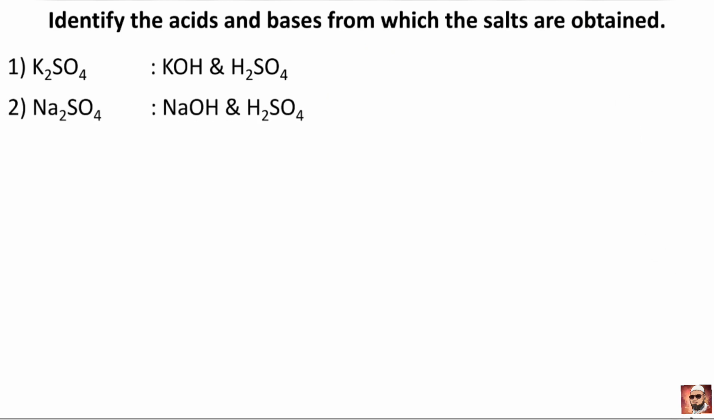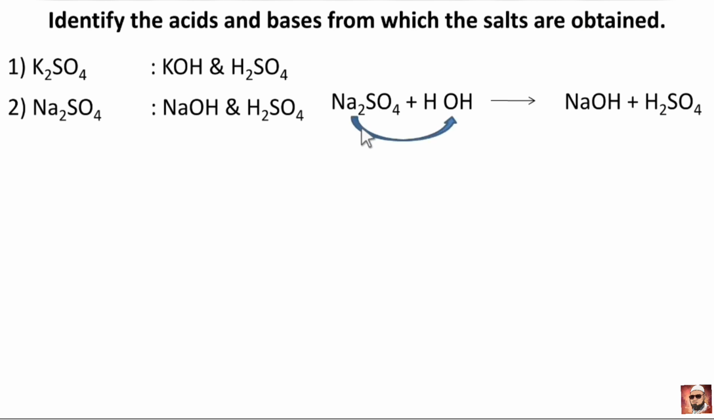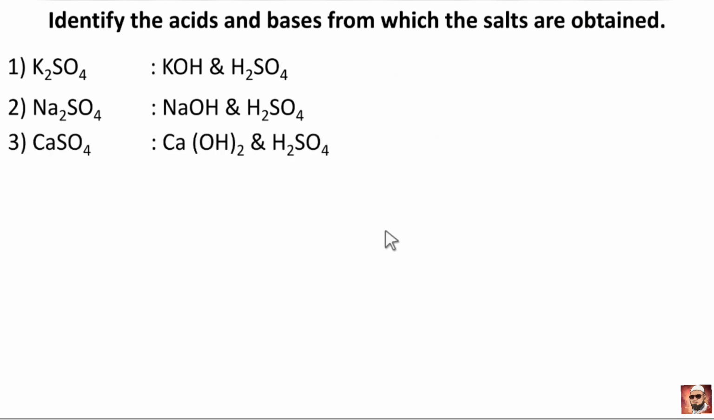One more example: Na2SO4, sodium sulfate. To obtain this salt, we require the base sodium hydroxide and the acid H2SO4. And how is this formed? For Na2SO4, the same reaction, you react it with water, which can be written as HOH. Here positive Na plus and negative OH minus react and form NaOH. In the same way, H plus and SO4 minus react and form sulfuric acid. So you can do it like this for different salts.